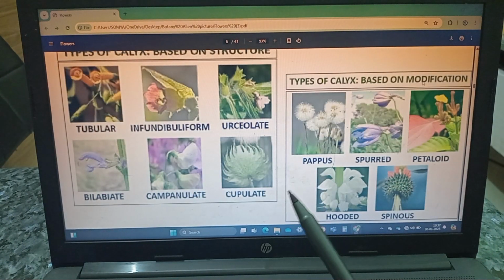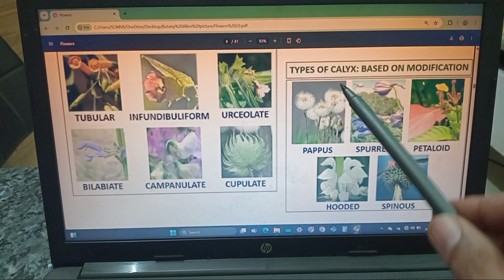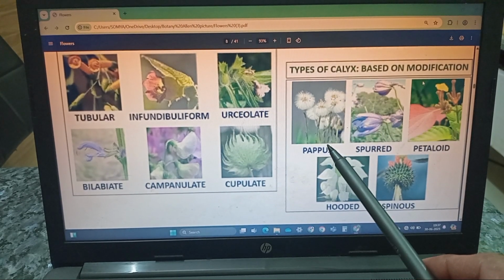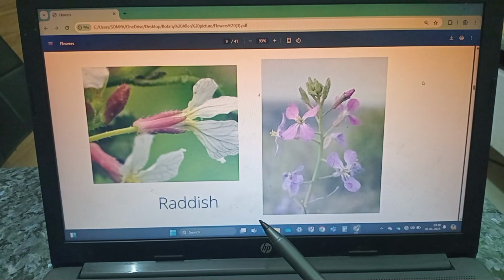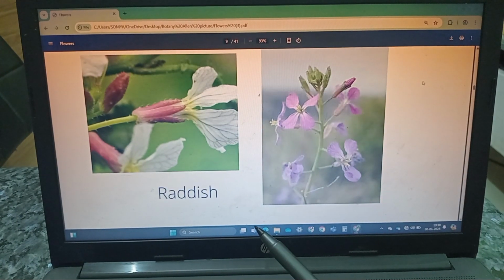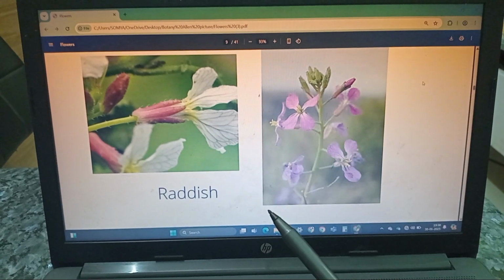Then calyx can be modified. It makes a pappus. Calyx makes the pappus in case of the sunflower. This is the calyx of the radish. You see.